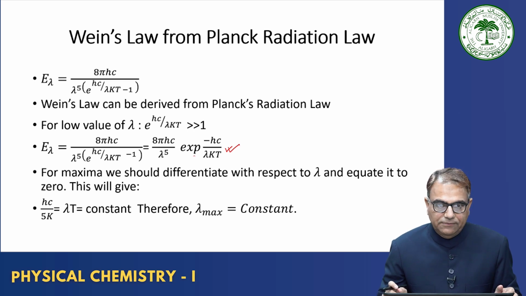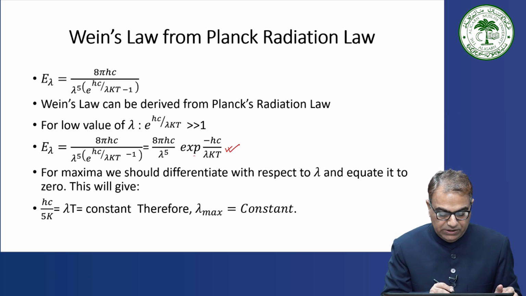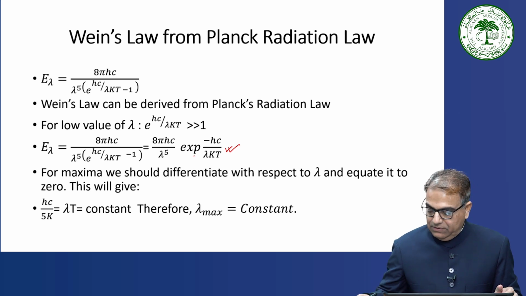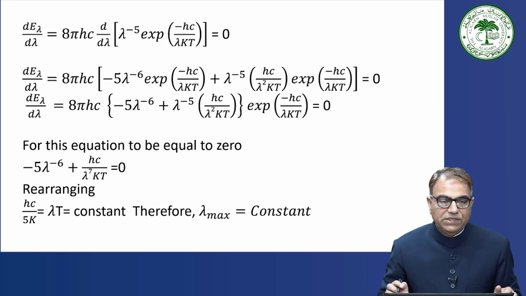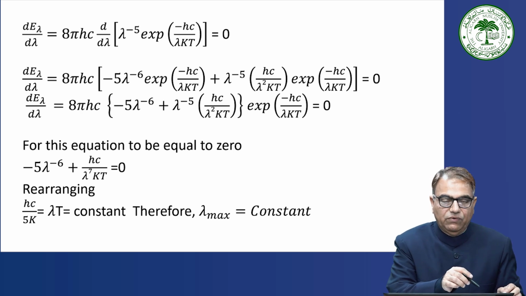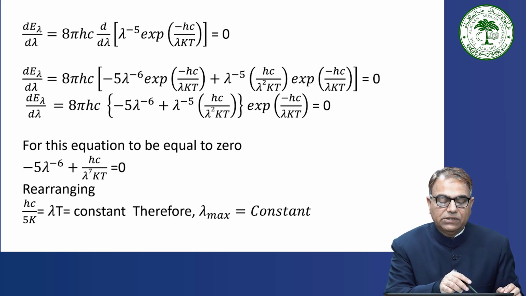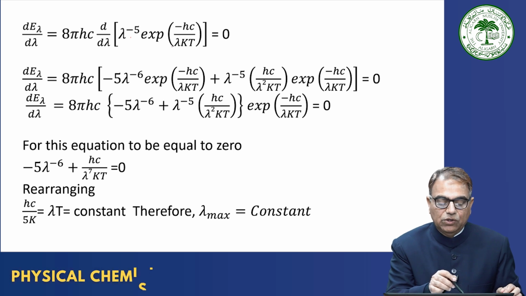So what you do is that in the next slide, if you differentiate this with respect to lambda and equate it to 0, you see what is the differential? 8 pi hc is a constant. So d divided by d lambda, and what you have to differentiate is lambda raised to the power -5 exponential minus hc divided by lambda kt. So you have two terms to differentiate. One is this one, and another is this one.